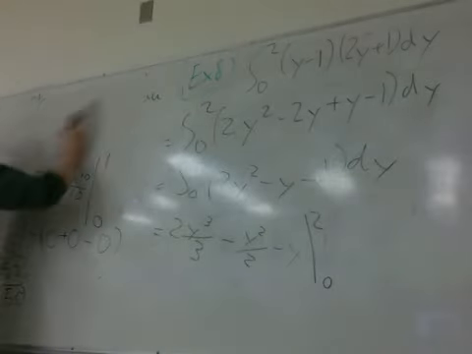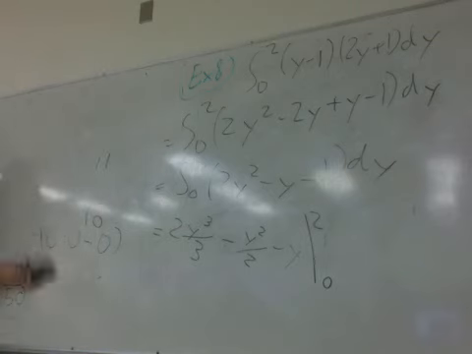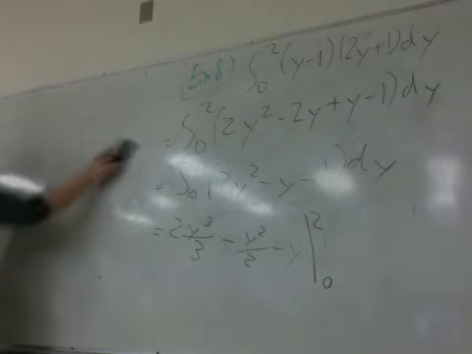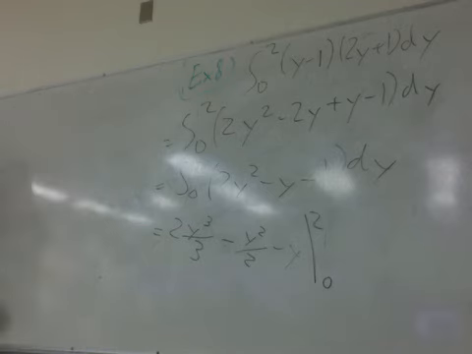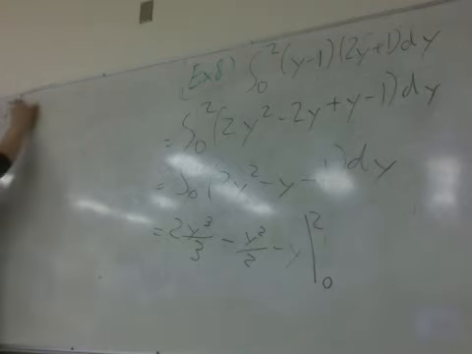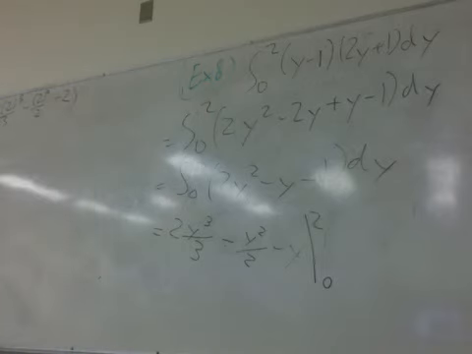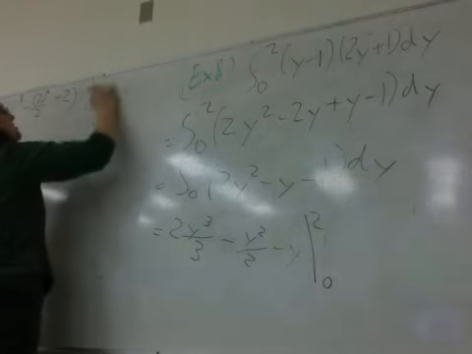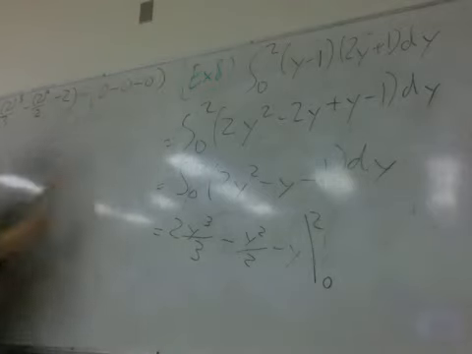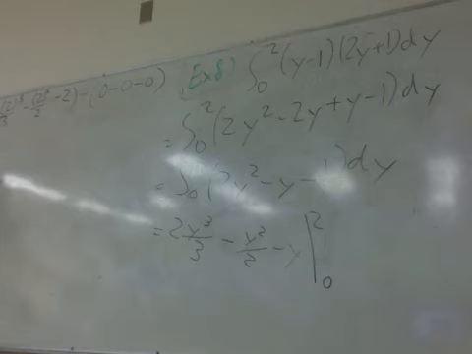I'm going to have to continue it up here because I've run out of space on that board. So when you plug in 2, that's what I get: 2 times 2 cubed over 3 minus 2 squared over 2 minus 2. If I plug in 0, I get 0 minus 0 minus 0. This is 16 over 3 minus 2 minus 2, which gives you 4 over 3.